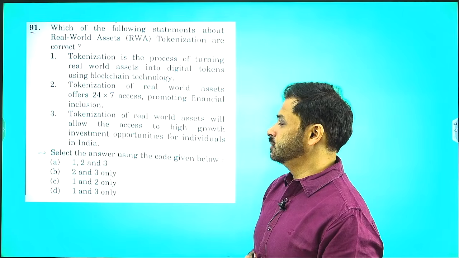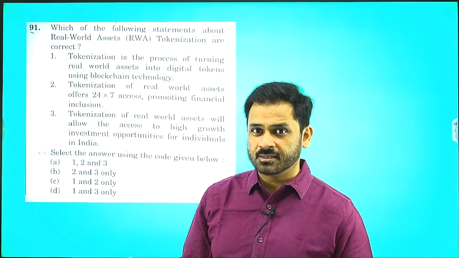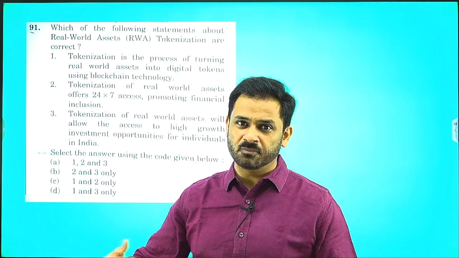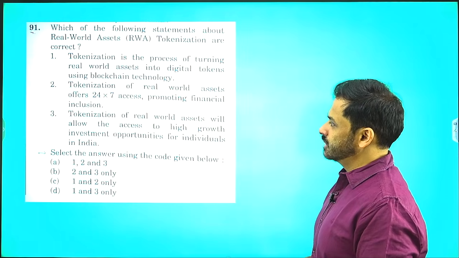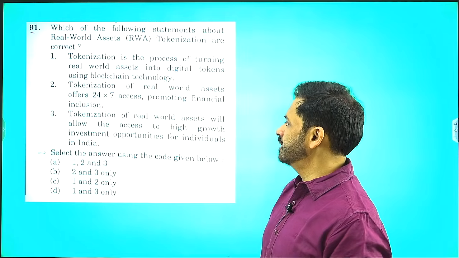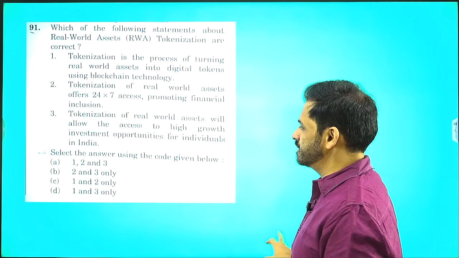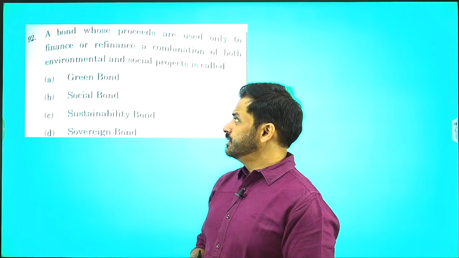They can also have what is called fractional ownership, right? In a bigger project, there may be a large number of people who would be investing through some of these assets. So tokenization of real world assets will allow access to high growth investment opportunities for individuals in India. All the three statements are correct. Answer is A. Question number 92 is related to bonds.